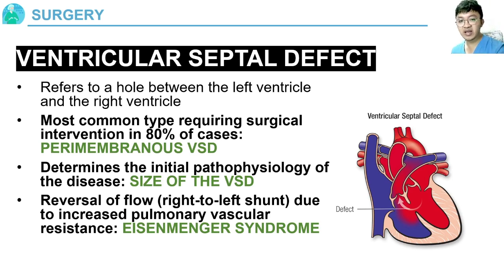If it goes back to the left side, it bypasses the lungs. If it bypasses the lungs, it means that the blood is not getting oxygenated, and your patient will desaturate. So you call this the Eisenmenger syndrome.